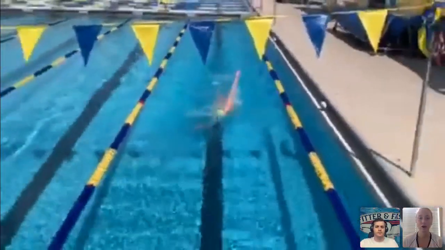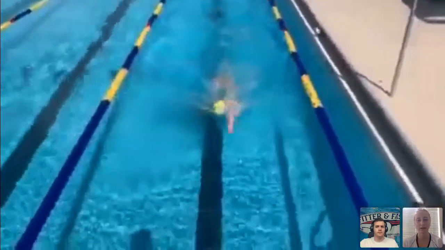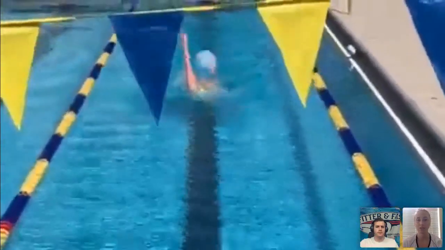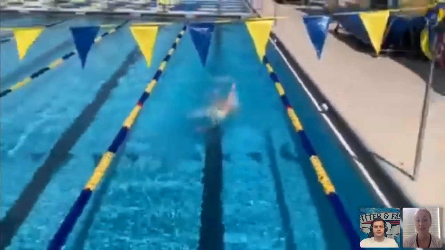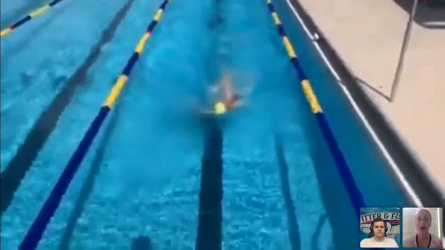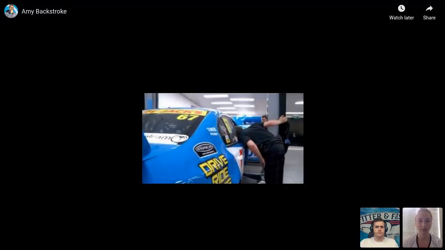So this is actually at my home pool. This is Cactus Aquatic Center in Scottsdale, Arizona. And this was what a typical Monday or Wednesday practice would look like for me. I kind of train by myself on some days, so definitely get a lot of attention and a lot of work on technique.